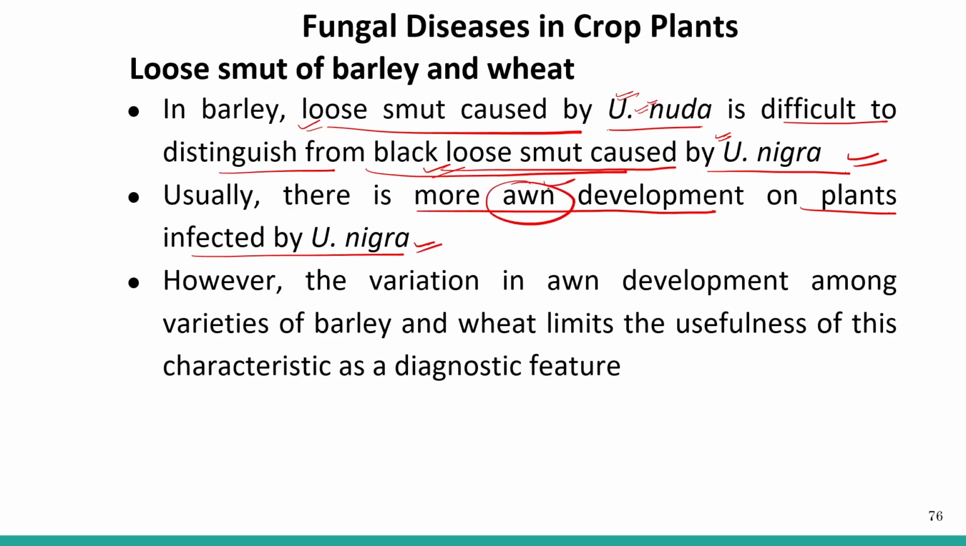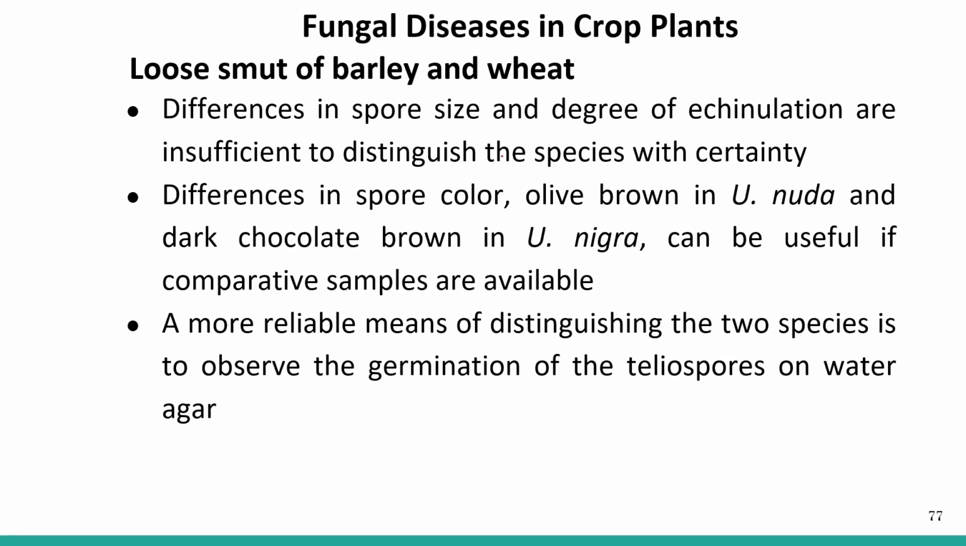Awn means the seed part, the part that sets the seeds, the covering of the seeds. So there is more awn development on the plant infected by Ustilago nigra. However, the variation in awn development among the varieties of barley and wheat limits the usefulness of this characteristic as a diagnostic feature. Differences in spore size and degree of echinulation are insufficient to distinguish the species with certainty.